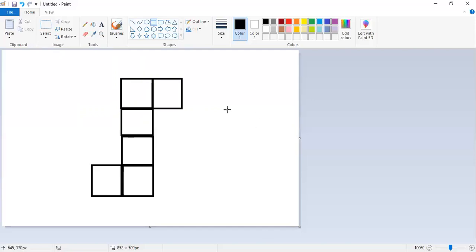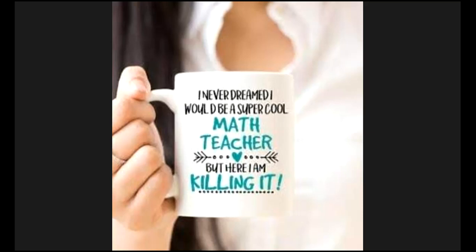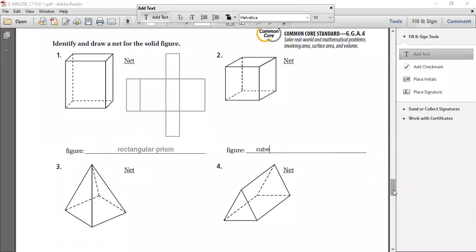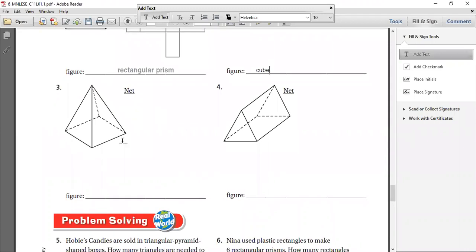Okay, now let's move on to the next question. So the next question is question number 3. Now they have given you this. Now first, the name of the figure depends on the base. Now this is a square, right? It's not a rectangle, it's a square. So square.